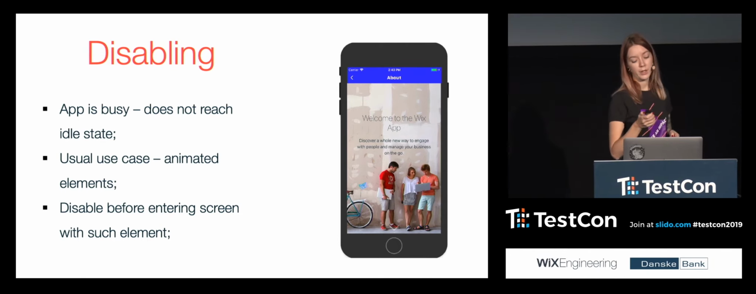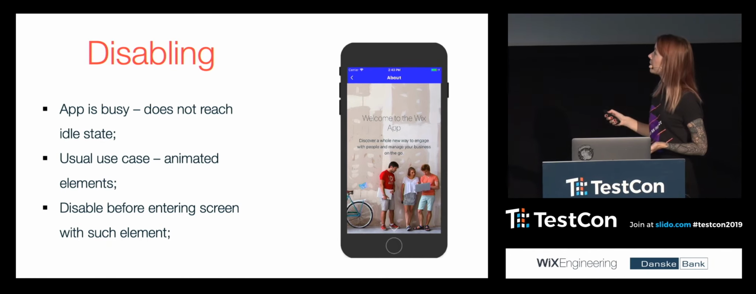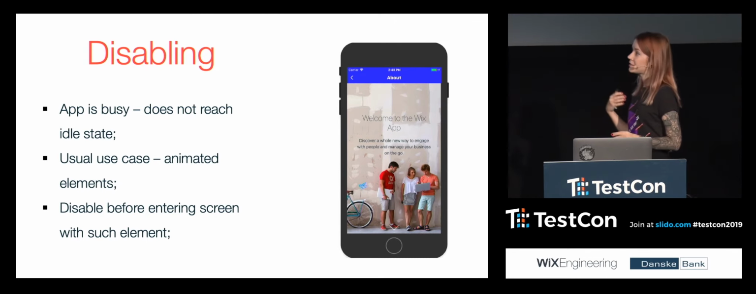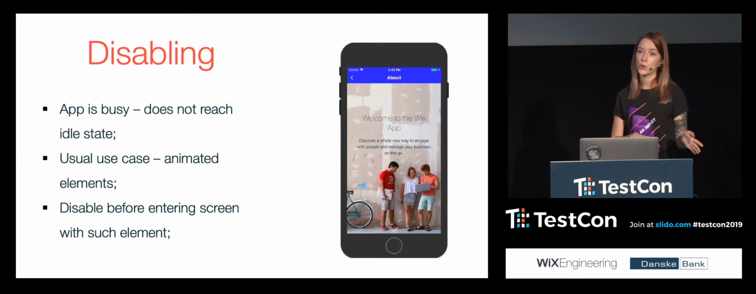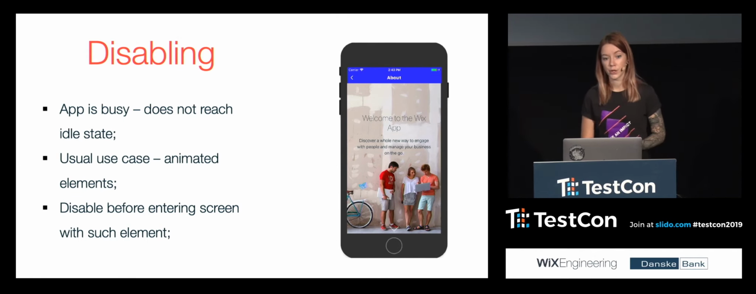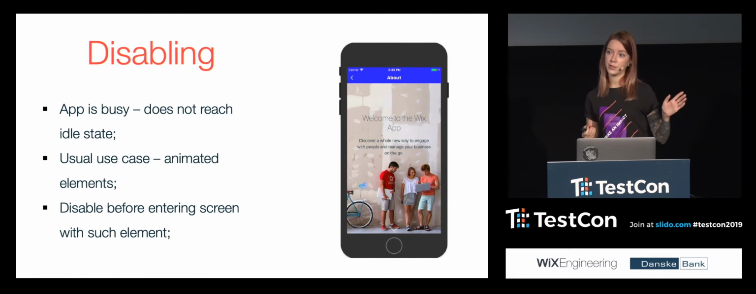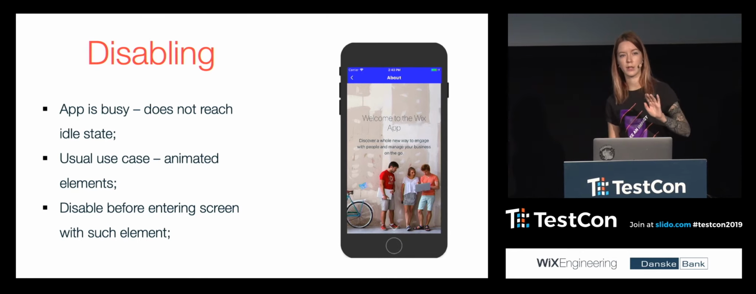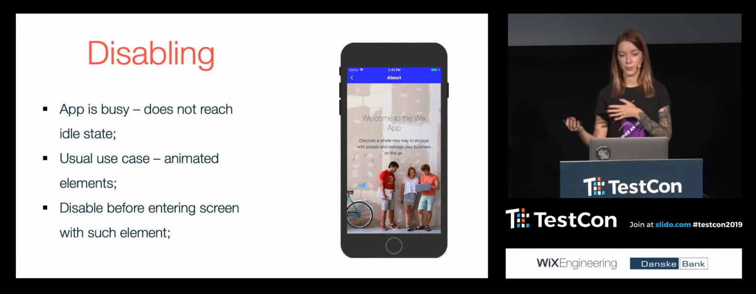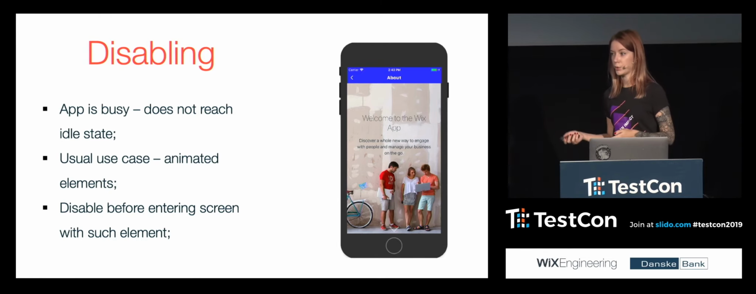Popular example would be, let's say we have some kind of an animation that keeps rendering on the screen and is keeping the app main thread busy. You can see button here that is moving up and down. Or let's say you are uploading a file or a photo, and while it's loading you still want to perform actions on your screen. So in that case, you can disable synchronization before entering such screen that doesn't become idle, or before performing an action that keeps app busy. And then you can work with any of the elements in the app.